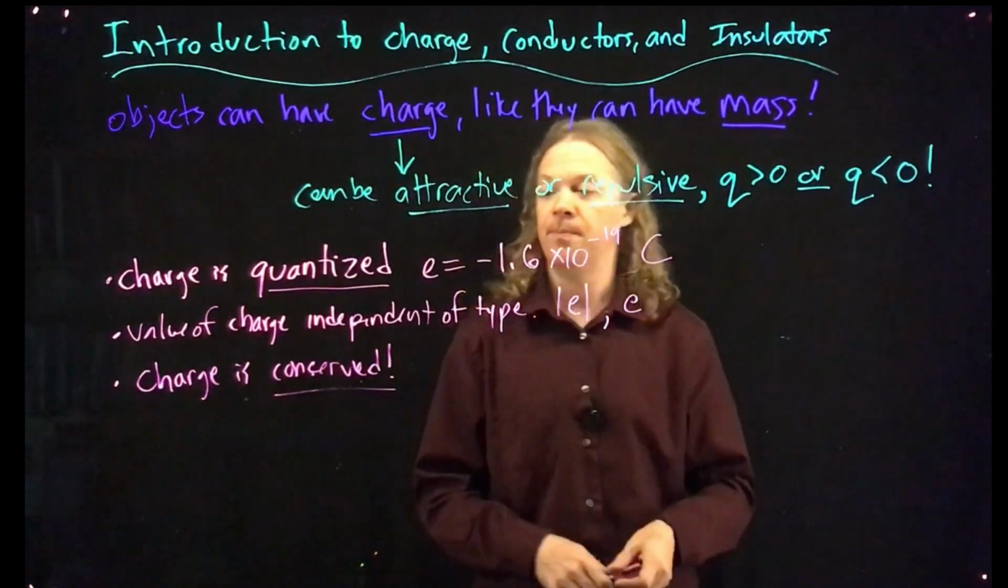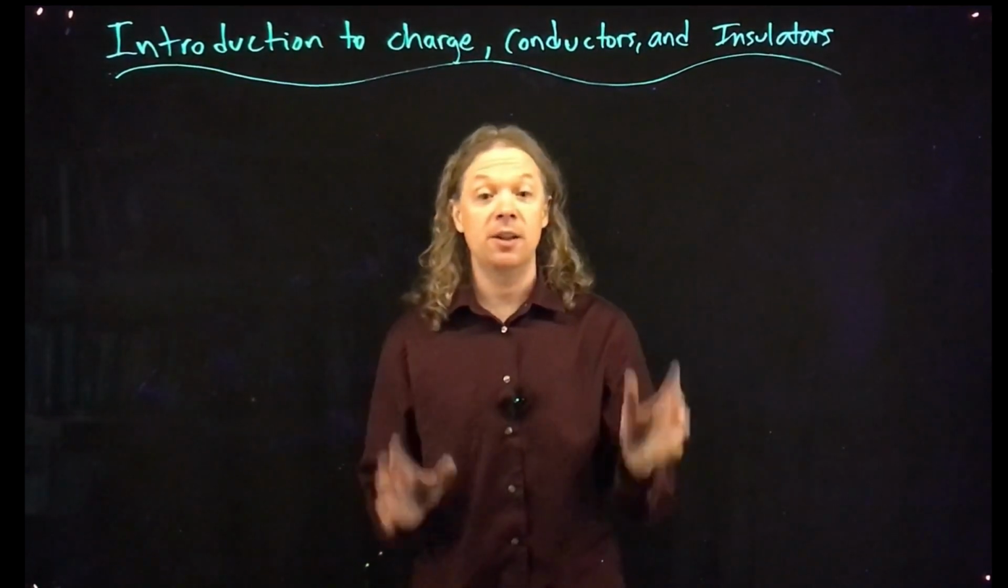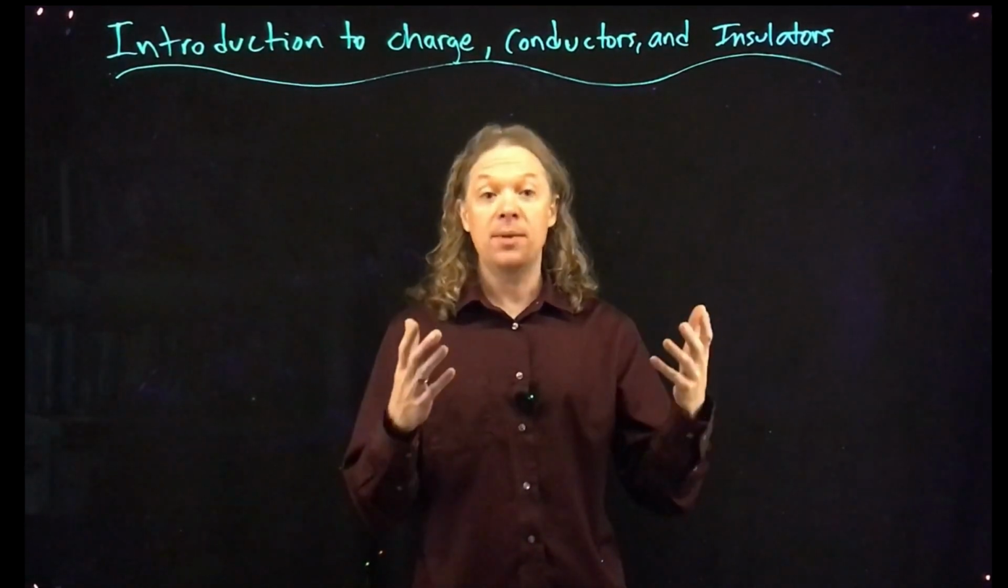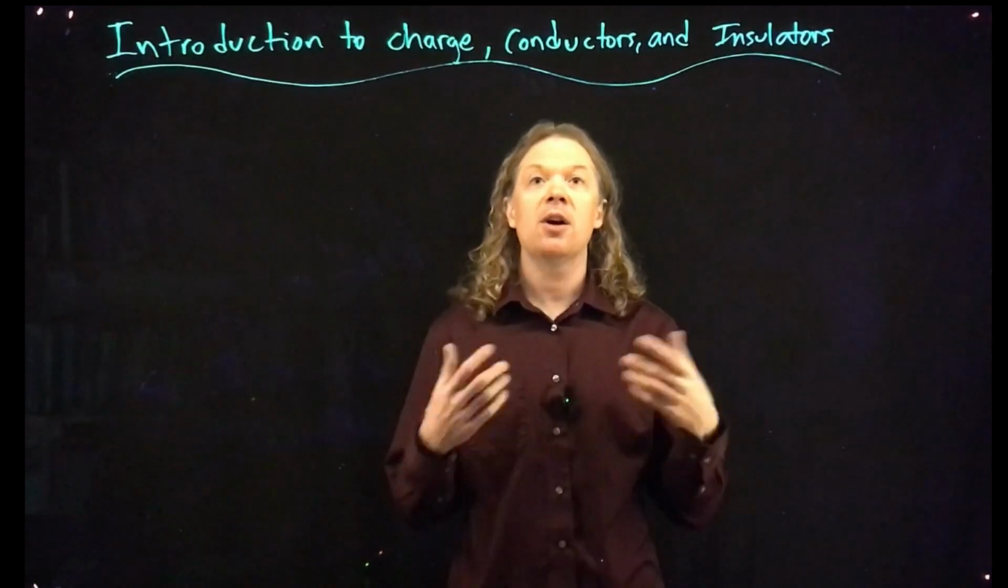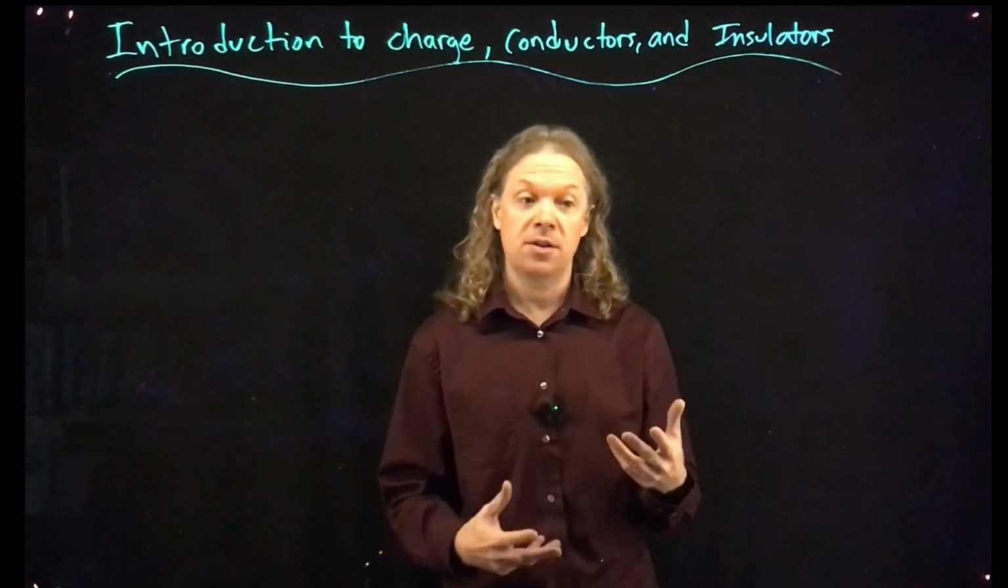Okay, so let's briefly talk about conductors and insulators. Basically, there's two kinds of objects in the world when it comes to charges. There are objects where charges can move around freely on them. Those are called conductors. And there are objects where charges cannot move freely upon them. Those things are called insulators.